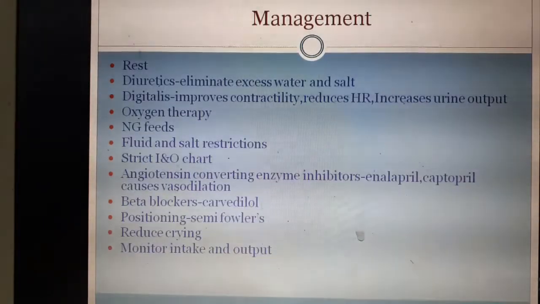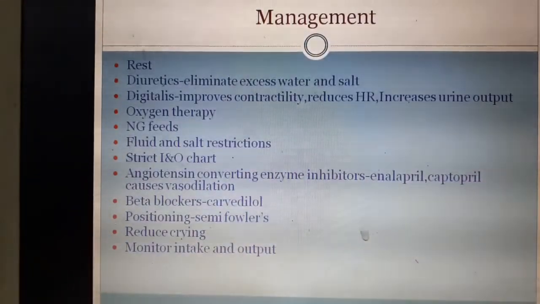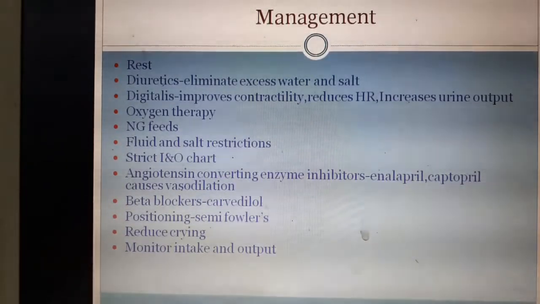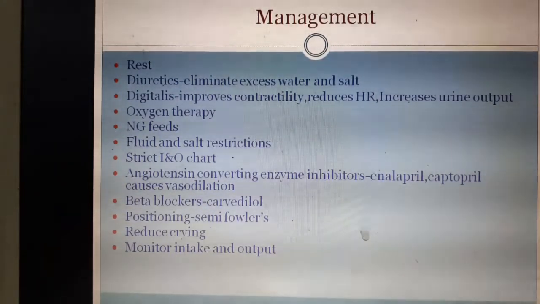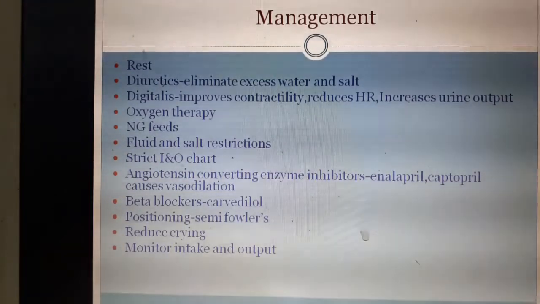Next one is management, which is rest. Diuretics such as loop diuretics like Lasix can be administered. Digitalis or digoxin can be given. Usually for children we give 0.01 mg per kg. This digoxin improves contractility and reduces the heart rate, because in CCF they can have fluctuations in heart rate. It tries to bring the heart rate to a normal rhythm and increases the urine output.